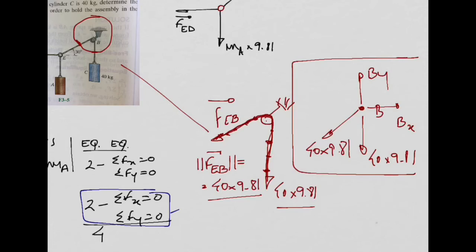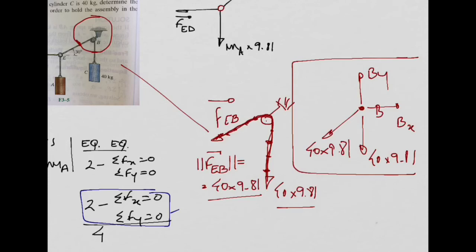For example, here, to calculate the reactions Bx and By, if you use the equilibrium equations, you need to decompose the tension in the cable into horizontal and vertical components, right? You know what I mean? So I'm not ignoring that.